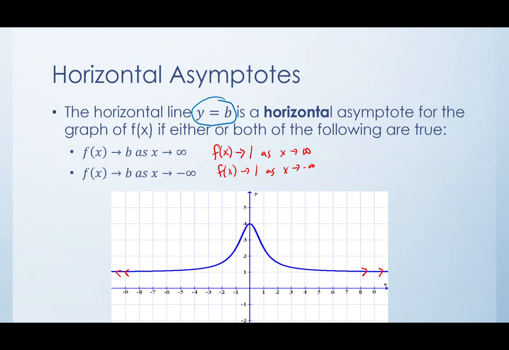Now there are some functions that approach different locations as you go to positive infinity versus negative infinity, known as logistic equations. You're not going to see those in this class, but they might look roughly like this, where you've got a horizontal asymptote up here and then another one down here. I didn't draw it real well, but you're not going to see those in this class.